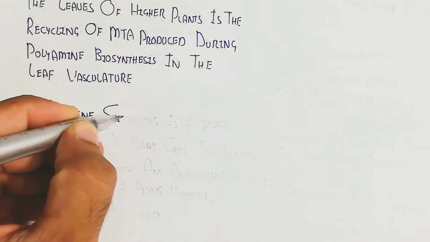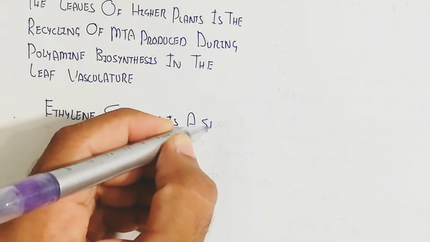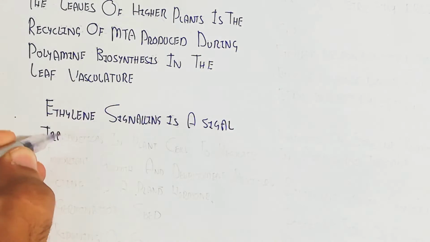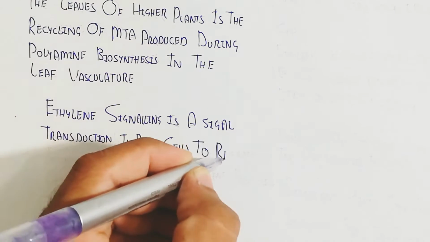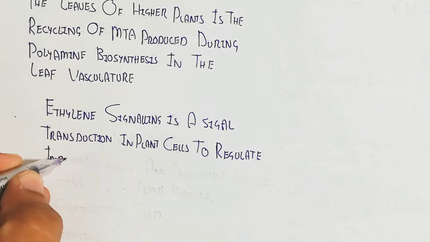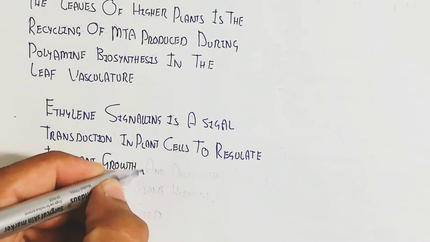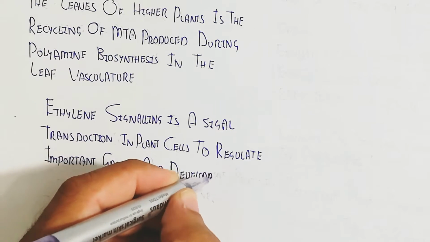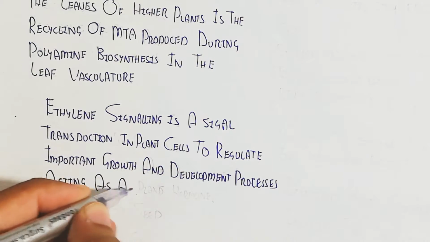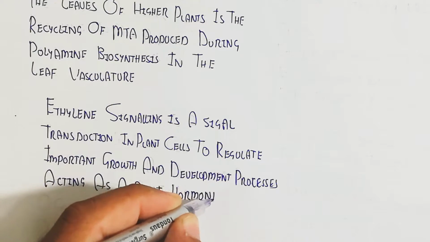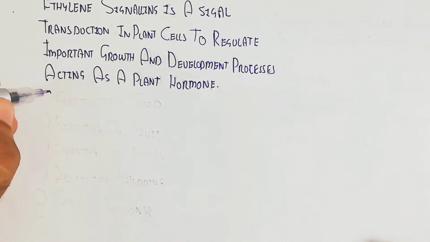So ethylene signaling is a signal transduction in plant cells to regulate important growth and development processes, acting as a plant hormone. It is gaseous, colorless, tasteless, and it will trigger the germination of seed and ripening of fruit.